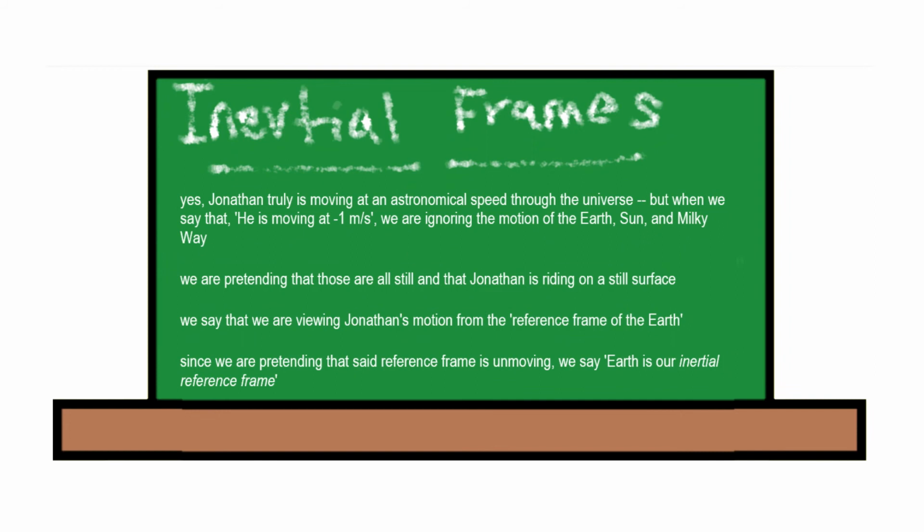When I say that Jonathan Shetty is moving at a velocity of minus 1 meters per second, I am pretending that the Earth's surface is not moving, that it's completely still, even though it really isn't. Relative to the surface of this quote-unquote completely still Earth, Jonathan Shetty's velocity is indeed minus 1 meters per second. In this case, the Earth is my inertial reference frame. The inertial reference frame is the object or surface that we pretend is completely still.